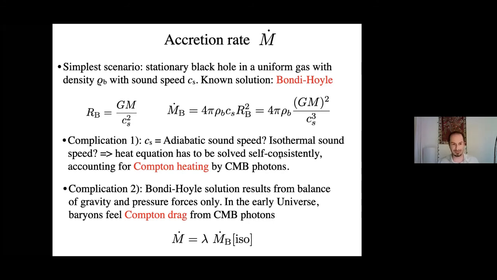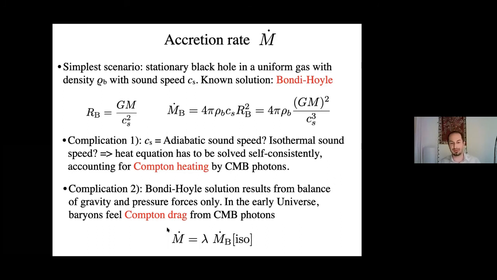Factor of five in the accretion rate. The second complication is that this Bondi hole solution, this Bondi radius, is the radius of balance between gravity and pressure. But really in the early universe, baryons, which would be accreting onto some point mass, effectively, would also feel a drag force from the very numerous and dense CMB photons. And this will reduce the rate of accretion onto the black hole.